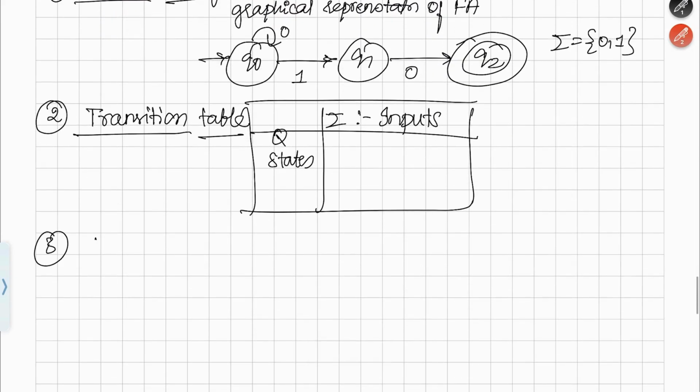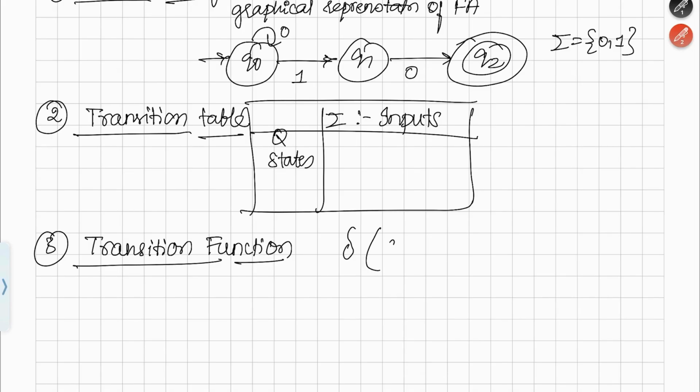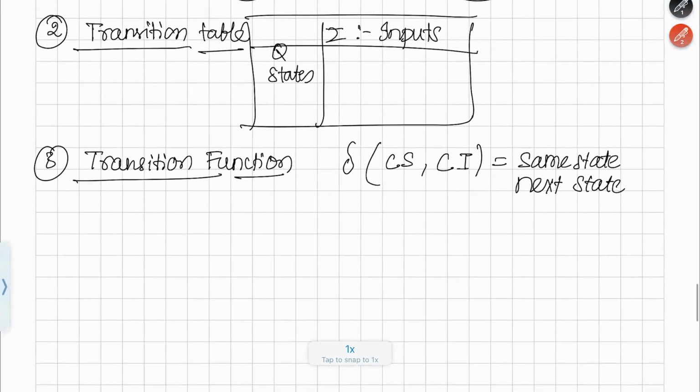Now the transition function. We have seen that in the transition diagram, there is a transition happening from one state to another state. Writing this in terms of an equation, we come up with the transition function. We can depict it as rho, where the current state would be written here and the current input would be written here, equal to either it remains in the same state or it goes to the next state or whichever state. This is how the transition function is represented. We are done with all the important concepts.